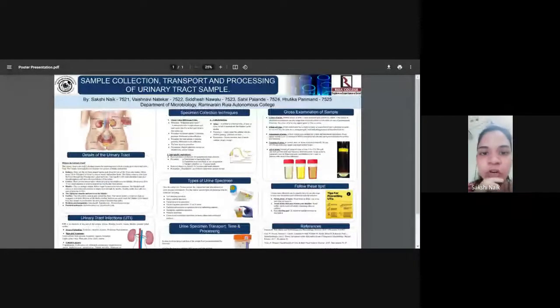So first of all, good morning everyone. My name is Sakshi Naik, roll number 7521, and my group members are Vaishnavi, Siddhesh, Sahil, and Rutika. So today we are going to present on the topic urinary tract.